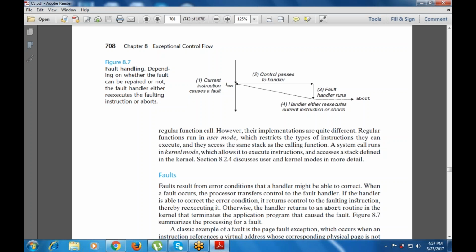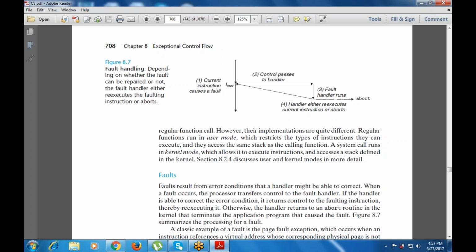Regular functions run in user mode, which restricts the types of instructions they can execute. Handlers run in kernel mode, which can execute any instruction and also access the stack defined in the kernel.